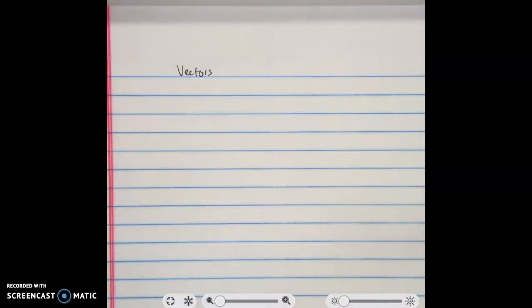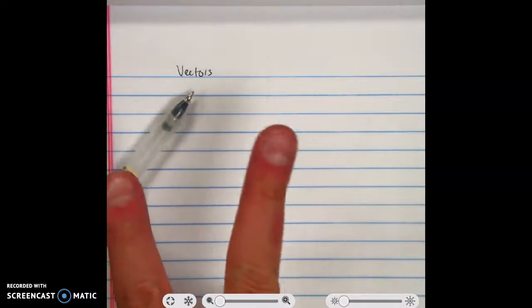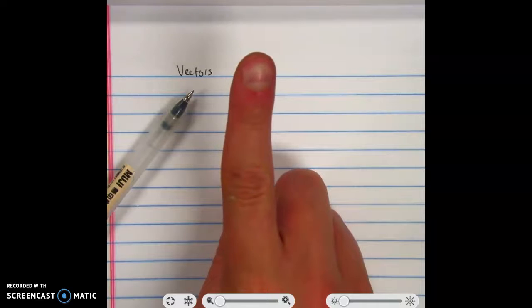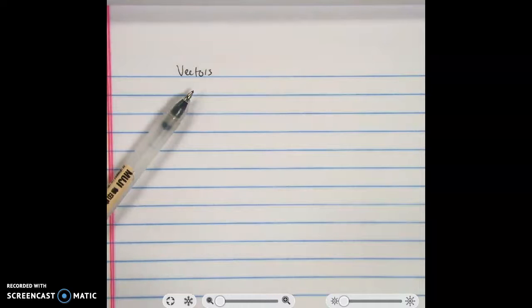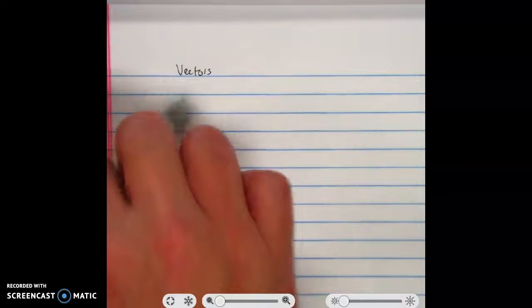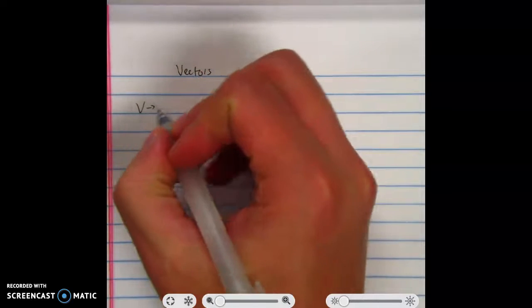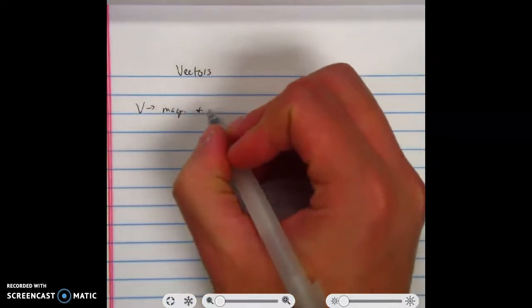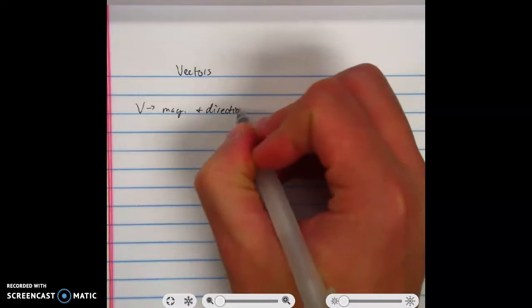So two biggest things for a vector. Number one, it has a magnitude. Magnitude, fancy way of saying number. The second thing being direction. So a vector, V for vector, by the way, has magnitude and direction.